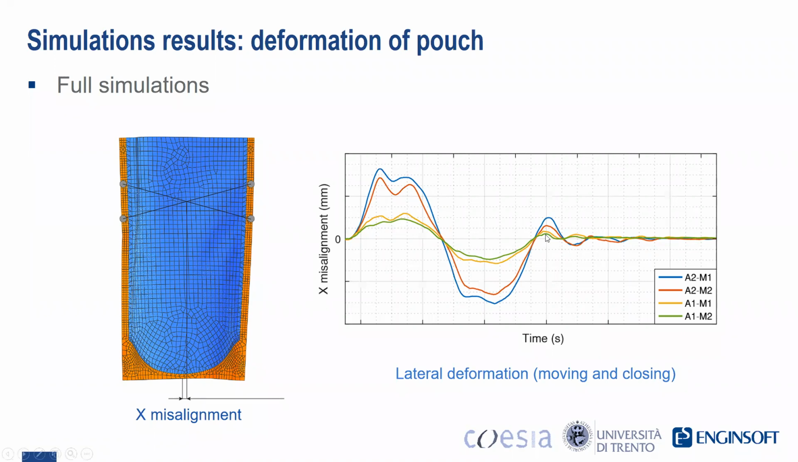Also, there are some second order effects here in terms of behavior for the two openings. So in one case, the misalignment is only in one direction in the final phase, while for the more opened configuration, we have a more complex type of behavior.